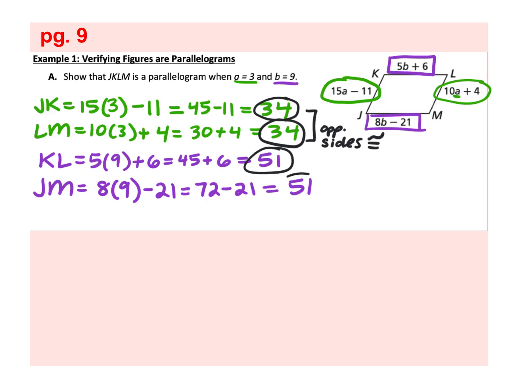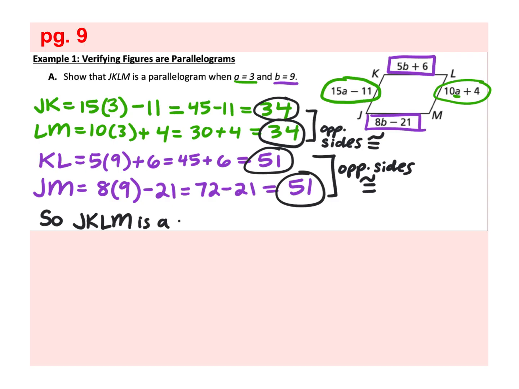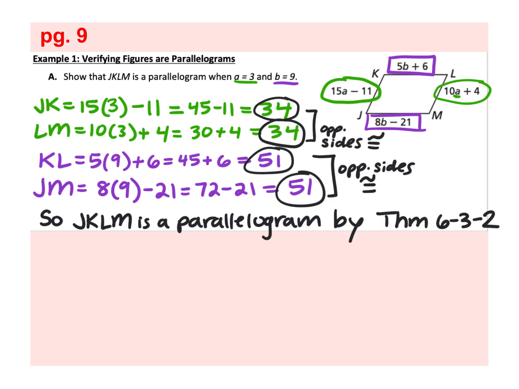And the 51 and the 51 are another pair of opposite sides that are congruent. So using that information, JKLM is a parallelogram by, and then I'm going to look at my theorems list, and theorem 6-3-2 states that if both pairs of opposite sides of a quadrilateral are congruent, then it's a parallelogram. And we've shown right here that both pairs of opposite sides are congruent.